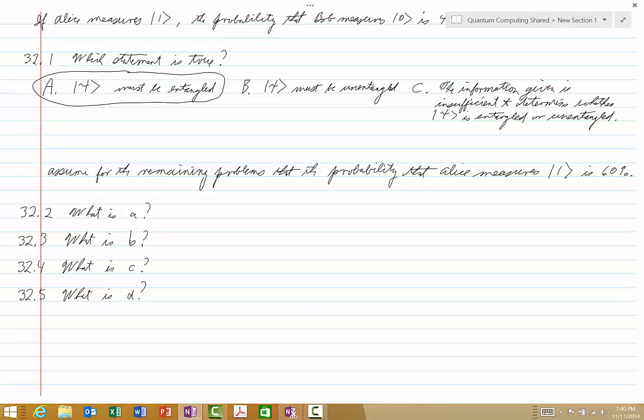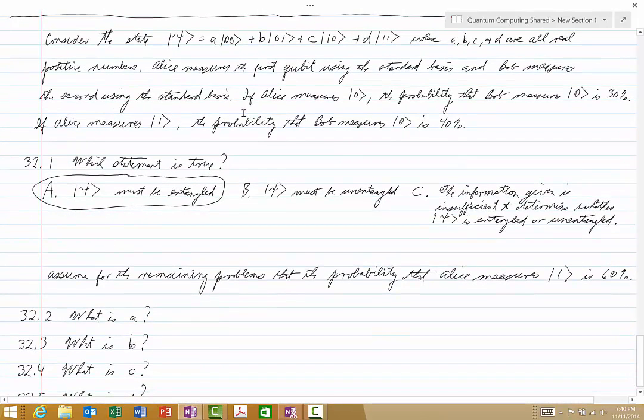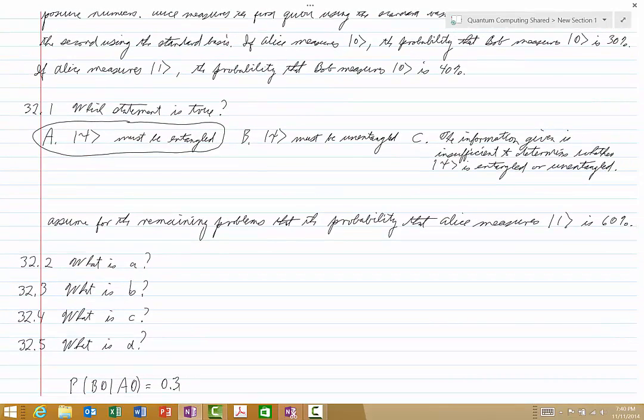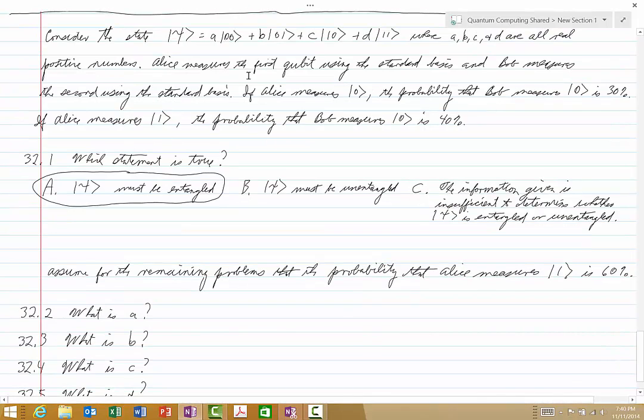Okay, so let's use the notation that we have been developing to get a better grasp on how to approach this problem. The first thing we're given is that if Alice measures 0, then the probability that Bob measures 0 is 30%. So that's saying P of B0 given A0 is 0.3. The probability that Bob measures 0 given that Alice measures 0 is 30%. That's what this statement means.